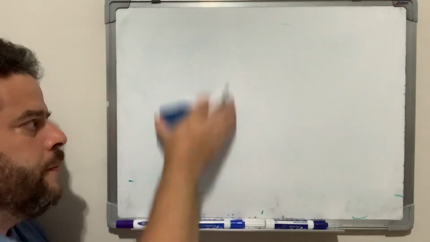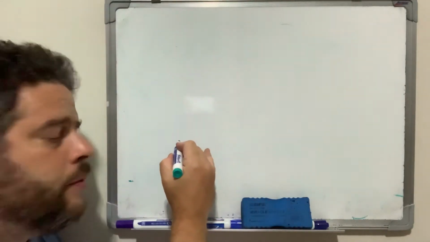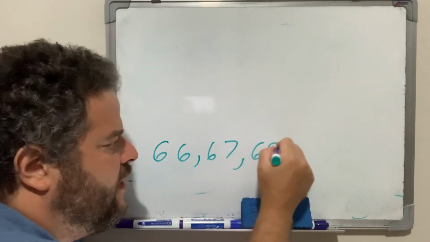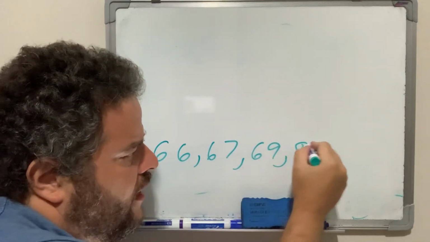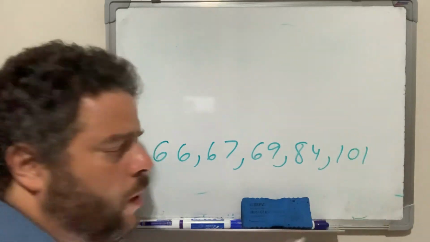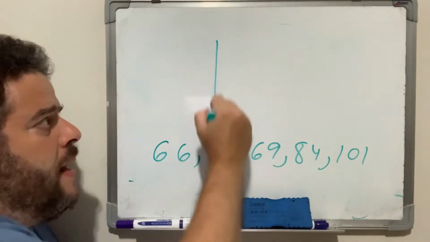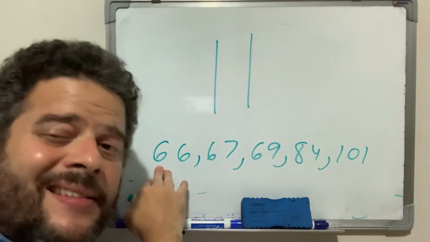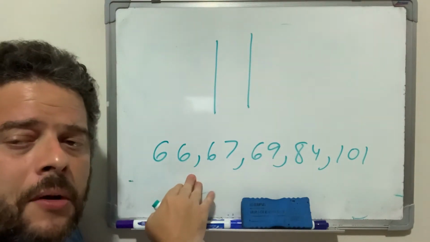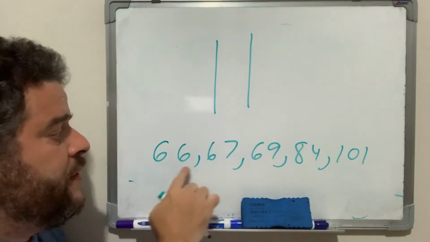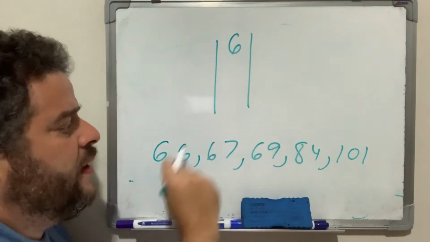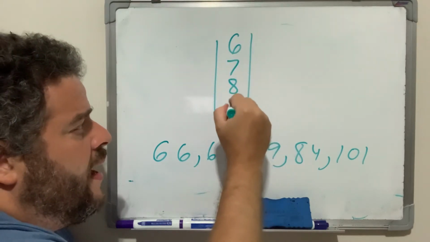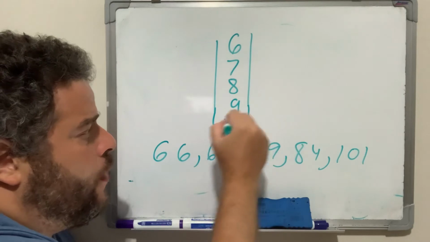So for example, let's say I have the values 66, 67, 69, 84, 101. Again, in my stem, I'm going to have all the values except the final digit. I can't leave any gaps. So I have 60s, so I'm going to begin with a 6. I have no 70s. I have an 80. I have no 90s, and I have a 100.